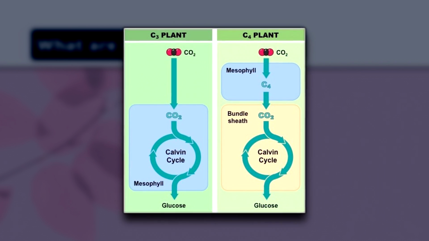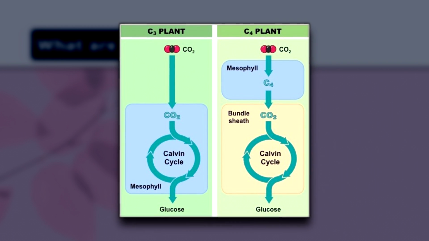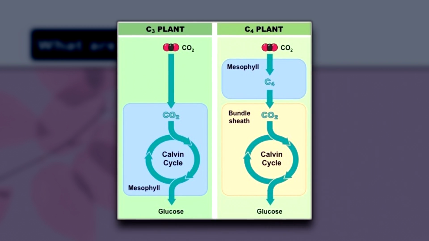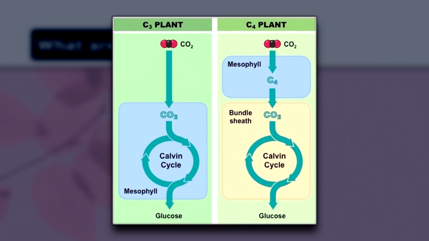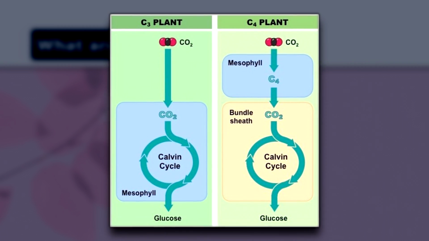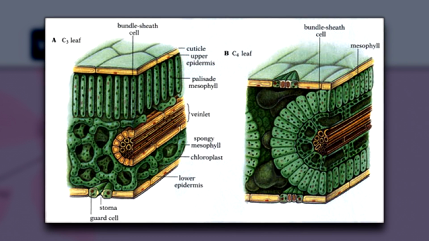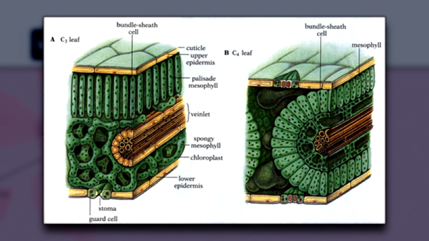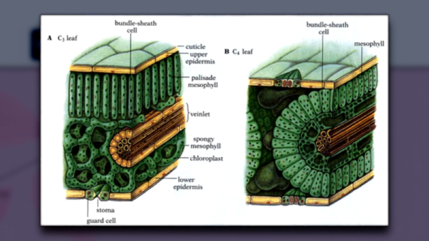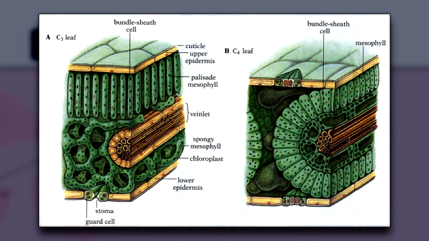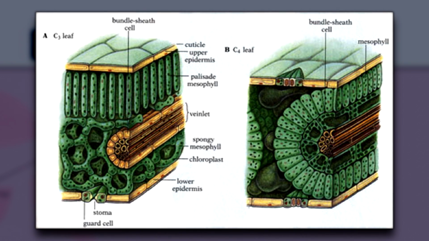C4 carbon fixation is an elaboration of the C3 carbon fixation and is believed to have evolved more recently. C4 plants are able to overcome the inefficiencies of photorespiration and therefore have a higher net photosynthetic rate. When comparing diagrams of C3 and C4 plants, we can see that in C4 plants, the mesophyll cells are arranged concentrically around the bundle sheath cells, and that the bundle sheath cells in C4 contain chloroplasts, while the ones in C3 plants usually do not.